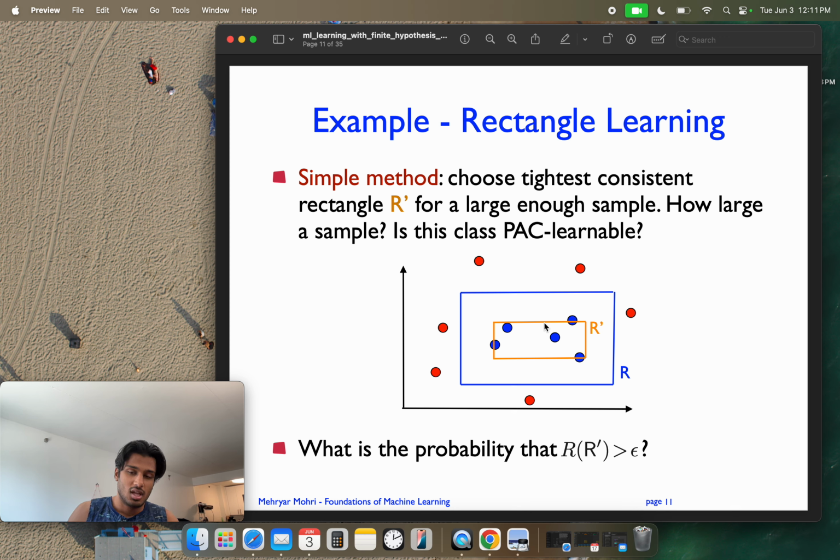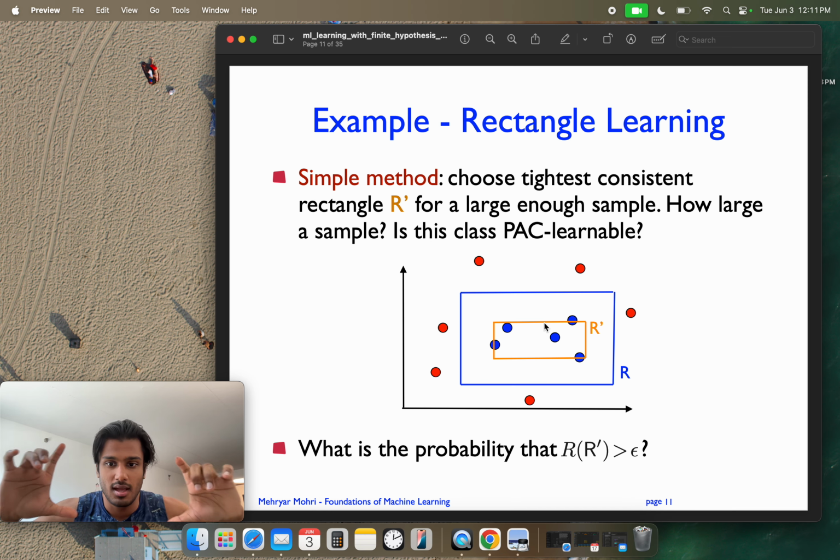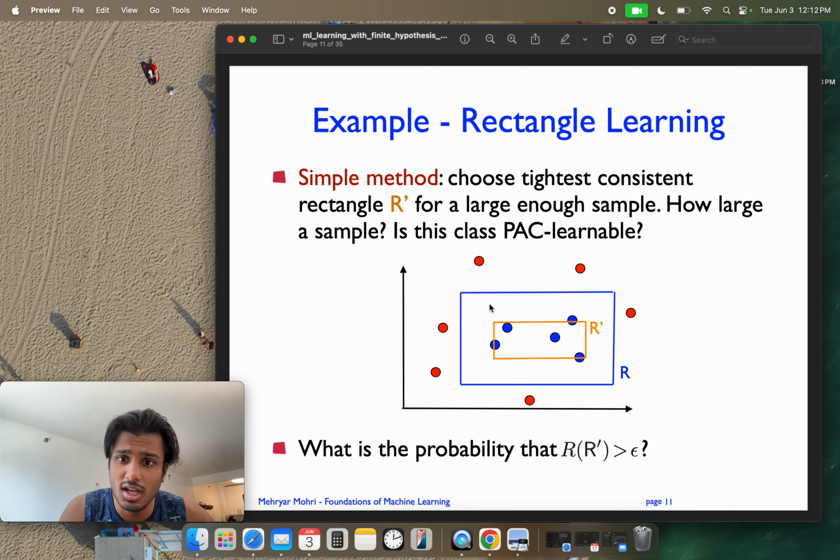This is the concept class, axis aligned rectangles, and this is my algorithm. I look at all the points, and because I know the truth is an axis aligned rectangle where the inner points are +1 and outer points are 0, I go to the sample and give the tightest fitting rectangle, such as this one, for this particular number of samples.